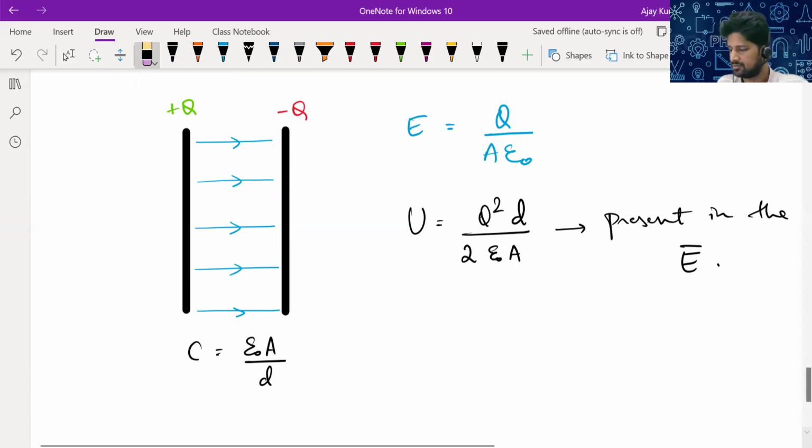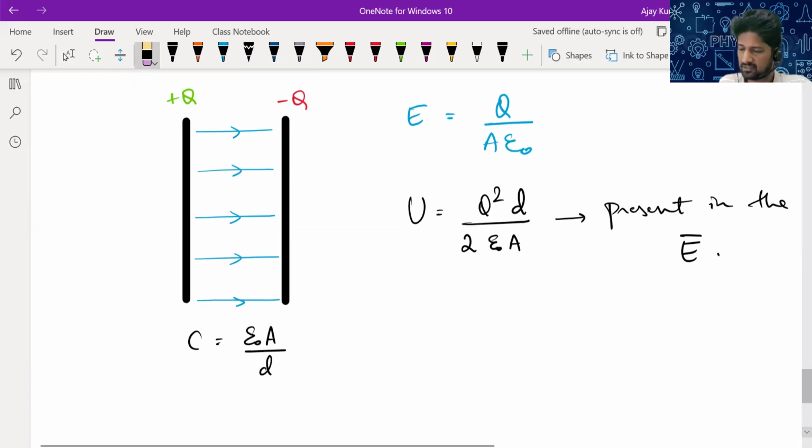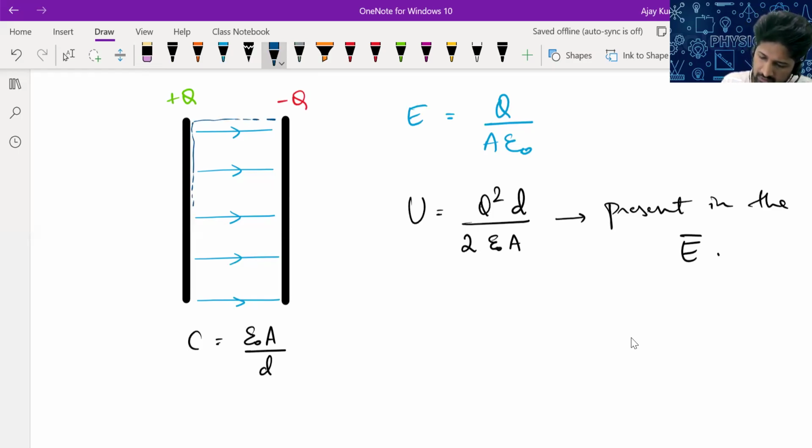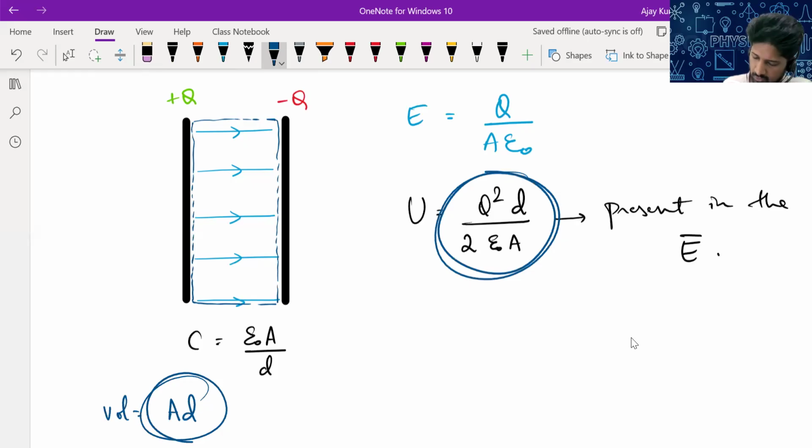So the energy stored in this parallel plate capacitor, Q square D by 2 epsilon naught A, is present in the electric field between its plates. Now, the electric field between its plates is spread over this volume. Here on screen it looks like area, but in 3D this is a volume between the parallel plates. How much is the volume? Area of the plates multiplied with the distance between them. Now, this much energy is spread in this much volume.